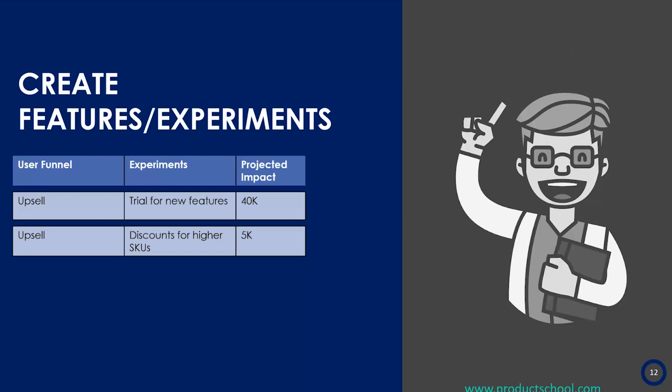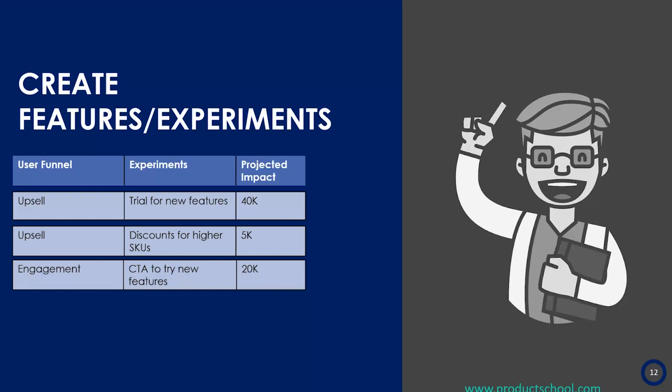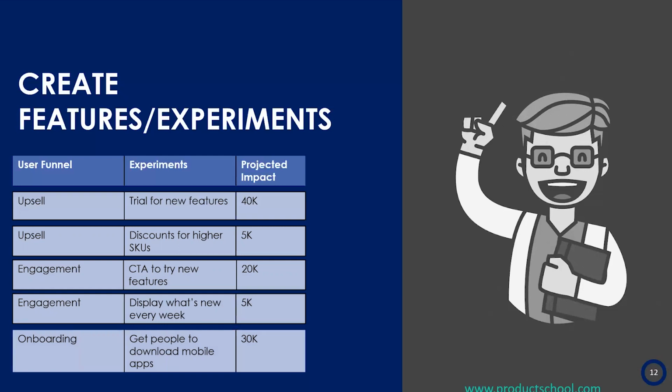I'm going to have discounts for higher SKUs. So if you've been in my ecosystem for a long time, then I probably want to discount you for a higher SKU, saying, thank you for being a valued customer. Do you want to try something else? And that's going to be my 5K in impact. Same thing, similar concept towards the rest of the user funnel, engagement, another experiment for engagement and for onboarding. I have identified different experiments that I can run within these areas and my projected impact for the same.